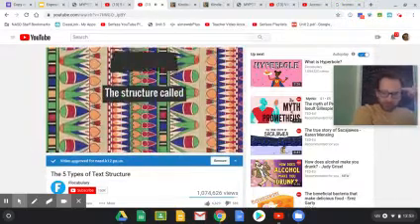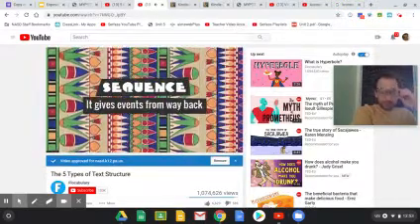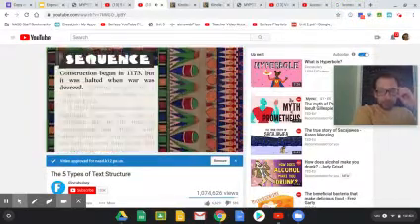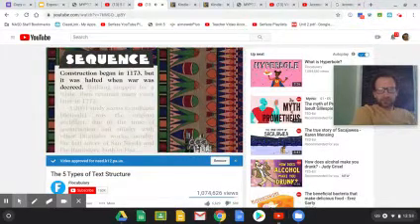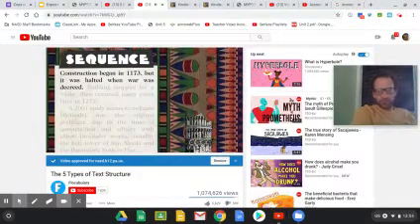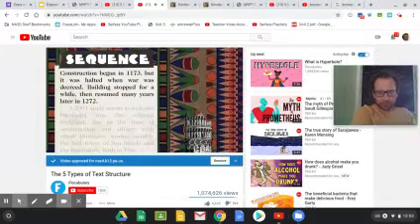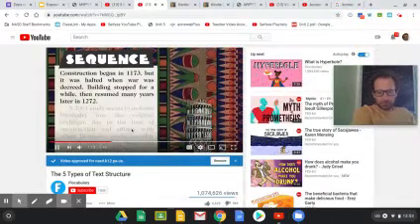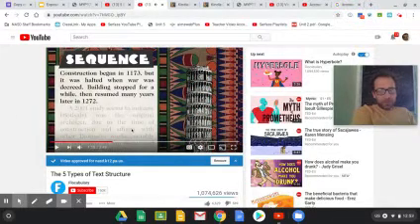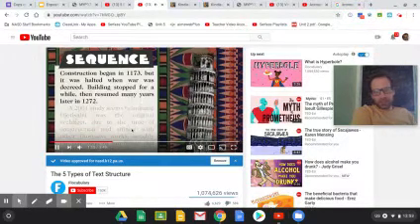Now peep this. The structure called sequence. It gives events from way back to most recent. Construction began in 1173, but it was halted when war was decreed. Building stopped for a while, then resumed. Many years later, I'm seeing some overlap with sequence and chronological this very second. I know you're seeing it too. 1272.